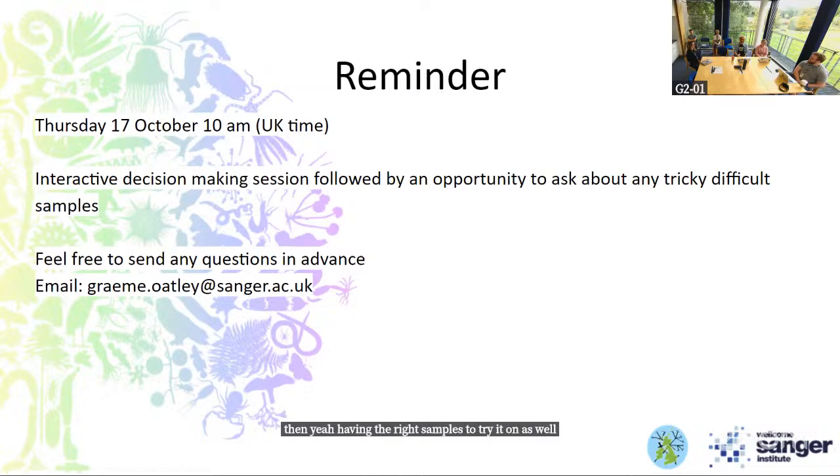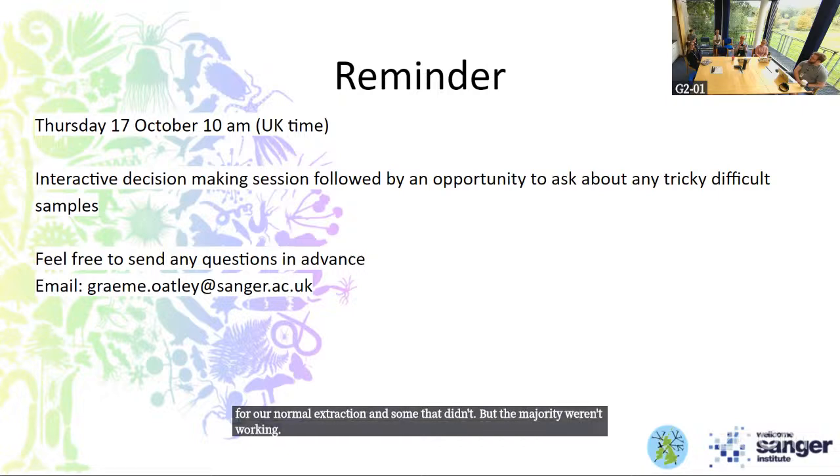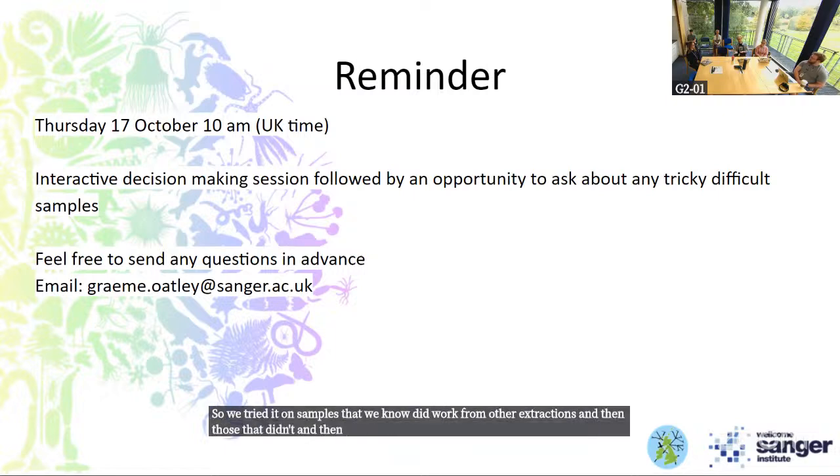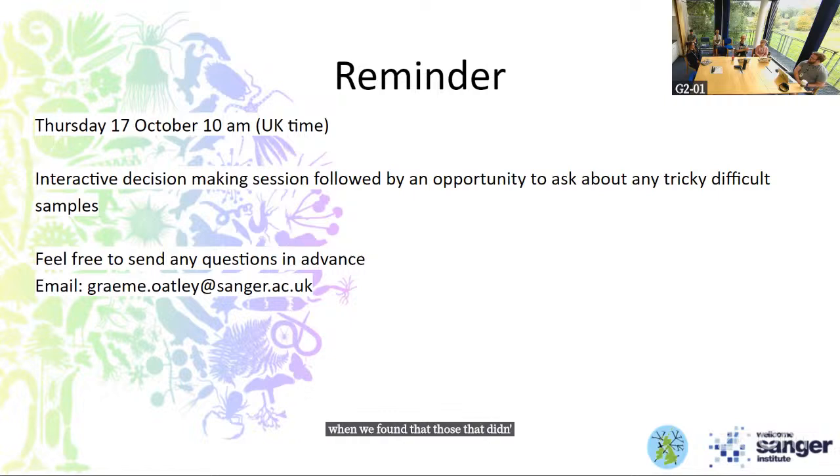For the sponge squeezing, we did the same thing. Some people gave some advice for squeezing of the sponges, and we firstly tried it on some samples that we know have worked. With the sponges, we had some samples that worked for our normal extraction and some that didn't. But the majority weren't working. So we tried it on samples that we know did work from other extractions, and then those that didn't. And when we found that those that didn't work on our Magattract extraction protocol or disruption protocol worked with sponge squeezing, we were able to roll it out. So that took, I would say, about a month to figure out.